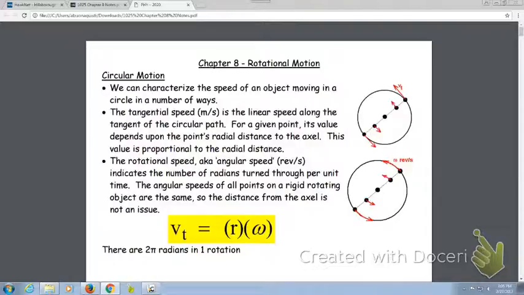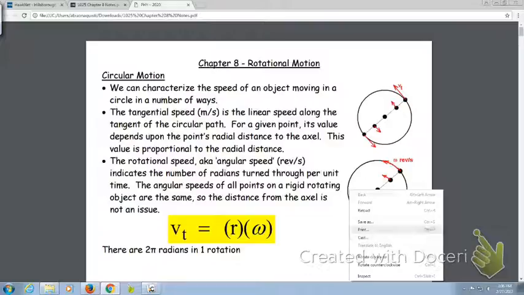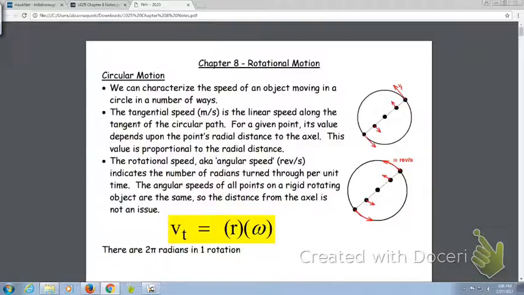So here are 2 pictures of the same thing. One of them is showing a traditional way of looking at circular motion where, in fact, what I'm going to do, I can actually. Oh, that's very interesting. Have I got a pen? I don't think I have a pen, that's the only thing. Okay, just follow my little dot.